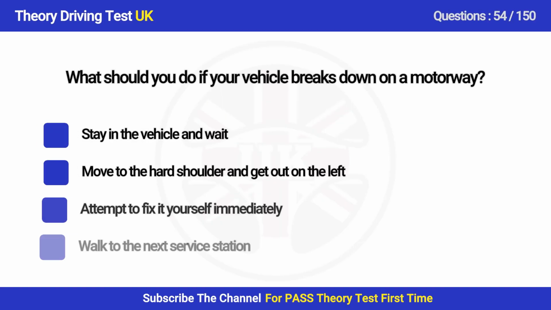Question 54. What should you do if your vehicle breaks down on a motorway? A. Stay in the vehicle and wait. B. Move to the hard shoulder and get out on the left. C. Attempt to fix it yourself immediately. D. Walk to the next service station.